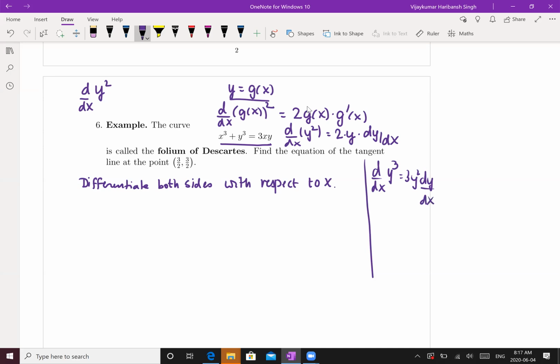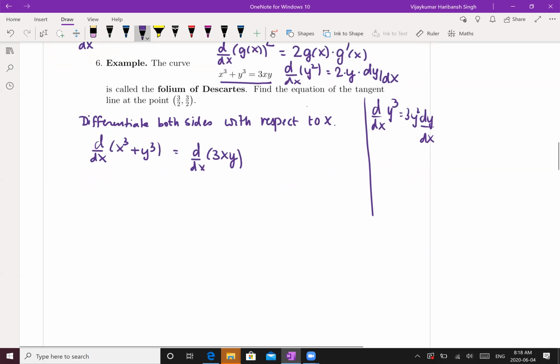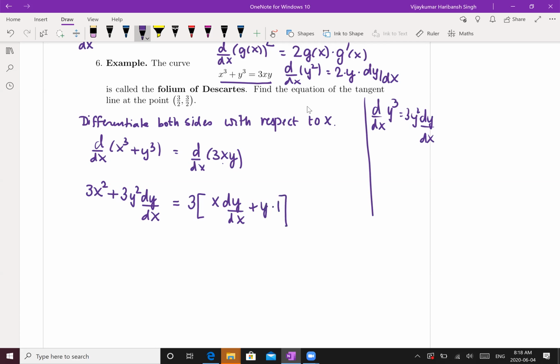Okay. So now differentiate both sides with respect to x. We have d by dx of x cubed plus y cubed equals d by dx of 3xy. Again, what are we trying to find? We are trying to find the equation of the tangent line at the point (3/2, 3/2). The point is given, you are looking for the slope, and the slope is given by dy by dx. All right. So the derivative of x cubed is 3x squared. What is the derivative of y cubed? 3y squared dy over dx. Here 3 can come out. Now we have x multiplied by y, so we can employ the product rule here. So x times the derivative of y plus y times the derivative of x, which is 1.